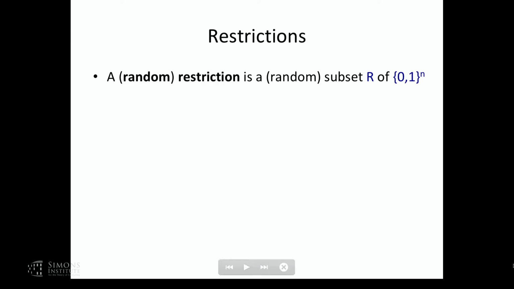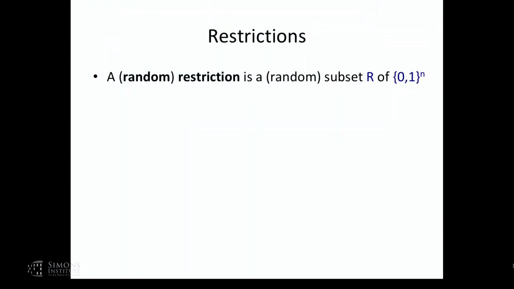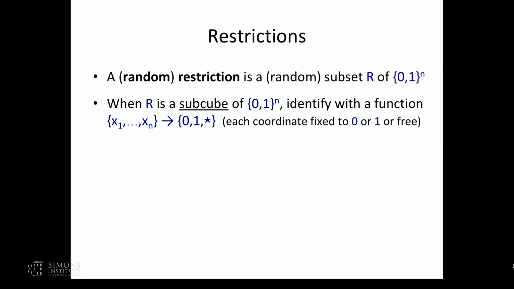Okay, so let me start off by defining what I mean by restriction. A restriction is just a subset R of the Hamming cube. And we'll be considering random restrictions, in other words, distributions of subsets of the Hamming cube. And the most common kind of restriction that I'll be talking about today are subcube restrictions.